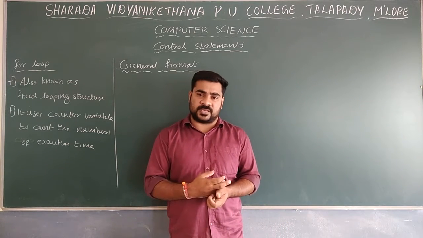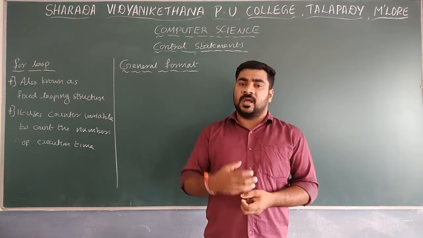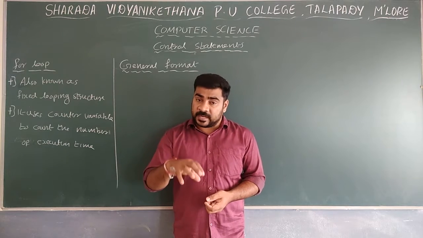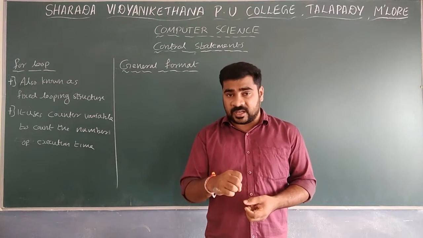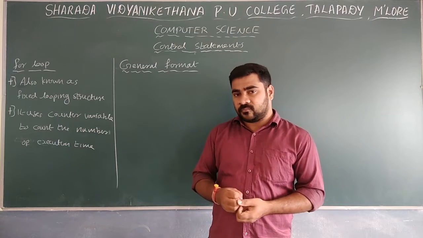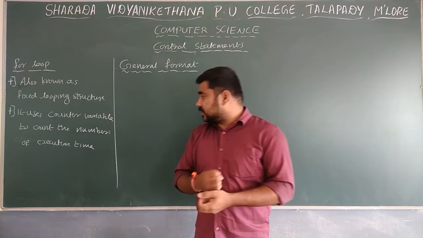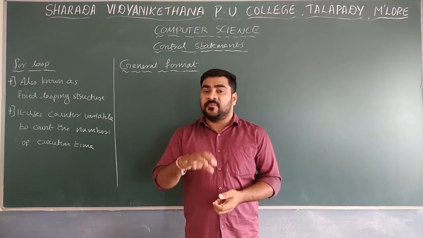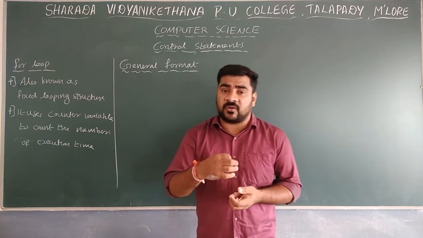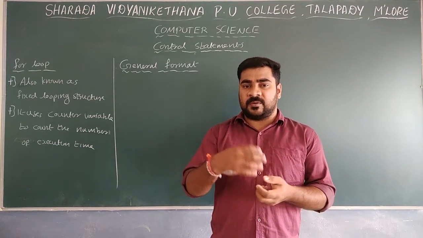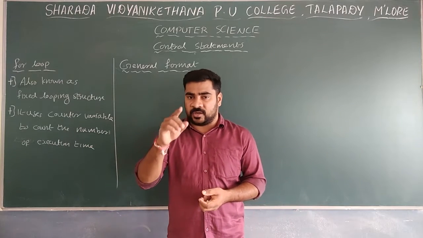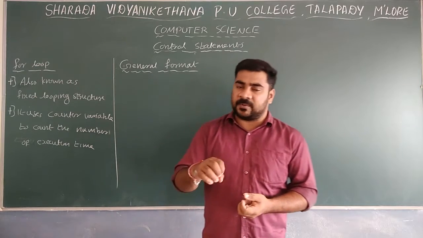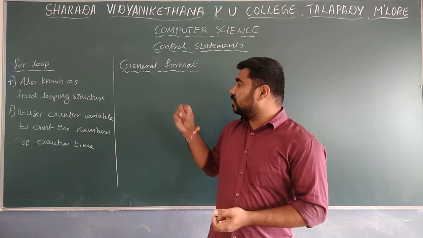What do you mean by fixed looping structure? In a fixed looping structure, we know exactly how many times the loop should be repeated. If we know exactly how many times that particular loop should be repeated, then we can make use of the for loop. It uses a counter variable. Remember, mainly we use one counter variable that will count how many times we are going to execute the statements. For example, if you want to execute 10 times, the counter will count 1, 2, 3 like that. For that purpose, we mainly use one counter variable.